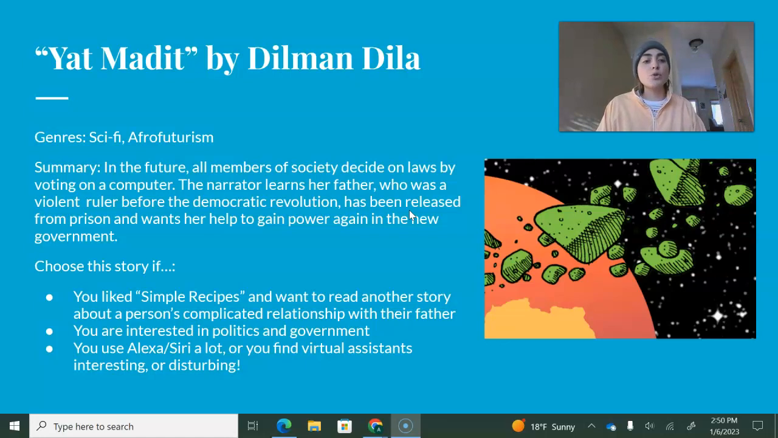So this is similar to Simple Recipes in that it's got a complicated father-child relationship. If you're interested in politics and government, you should read this one. And if you're interested in how AI and virtual things influence our world, this would also be a good story for you to read.